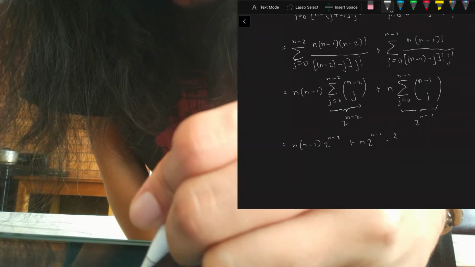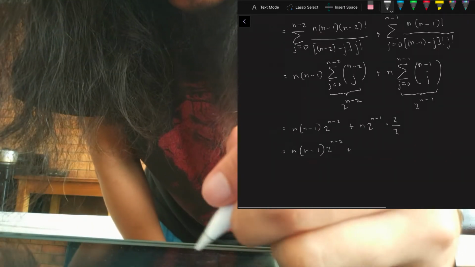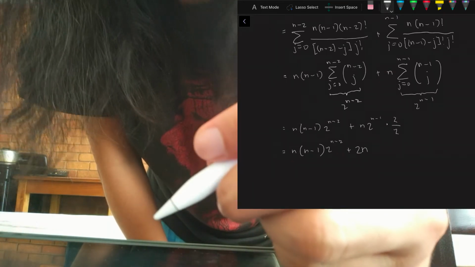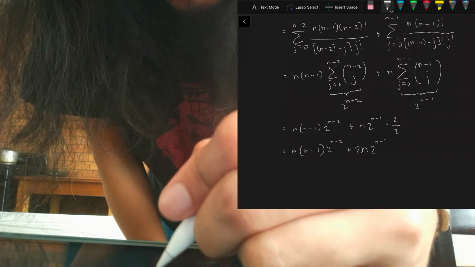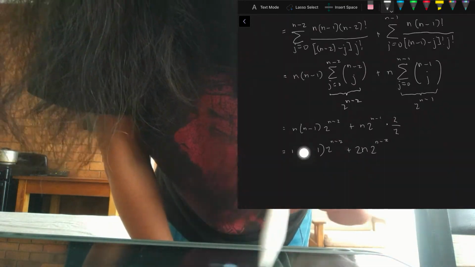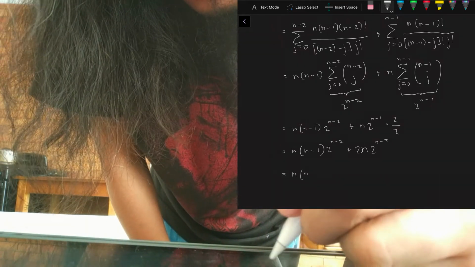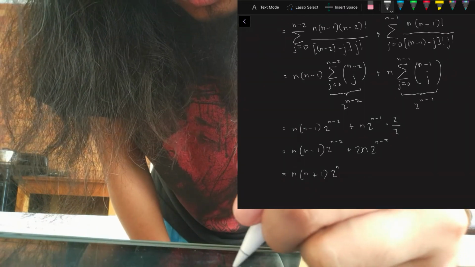Let me multiply this by 2 over 2, so that this whole thing becomes n minus 1 times 2 to the n minus 2, plus 2n, and then 2 to the n minus 1, we divided that by 2, becomes 2 to the n minus 2. So here you have plus 2n, and they now have the same coefficient 2 to the n minus 2. Here you have minus n from the minus 1, and then you distribute. Okay, so all in all 2n minus n, you're left with plus n. So this becomes n plus 1 times 2 to the n minus 2. Okay, so that is the closed form of our evaluation right there.